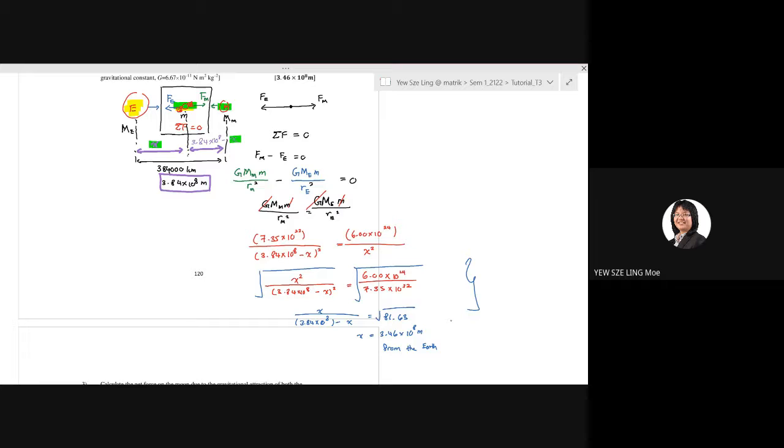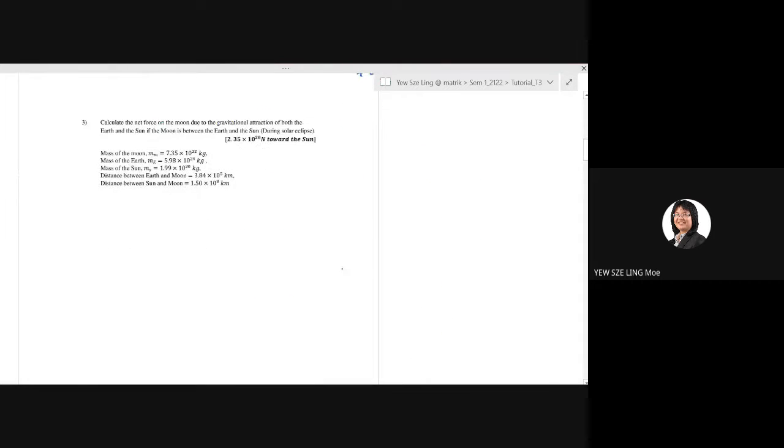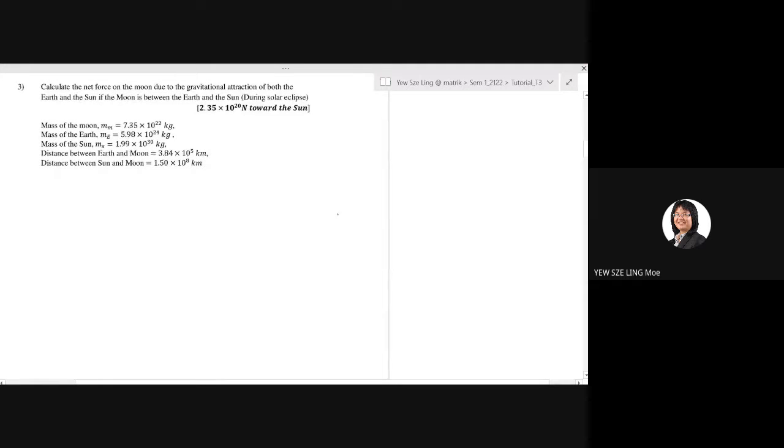Okay, so pastikan anda faham ya. Okay, next one is quite similar to the previous question. So what is the difference now? The difference now is just that the net force is not equal to 0, and you want to find out what is the net force. So calculate the net force on the moon due to gravitational attraction of both the Earth and the Sun, if the moon is located between the Earth and the Sun.